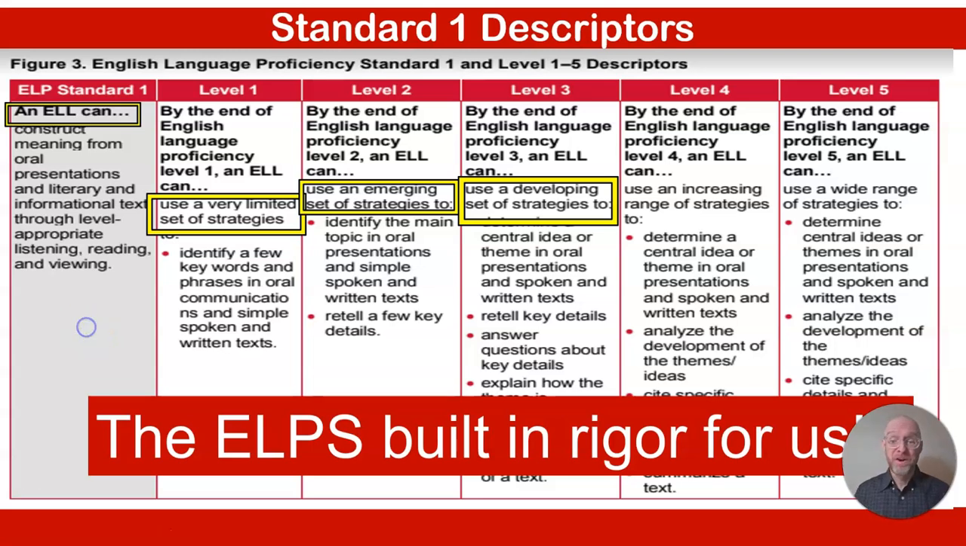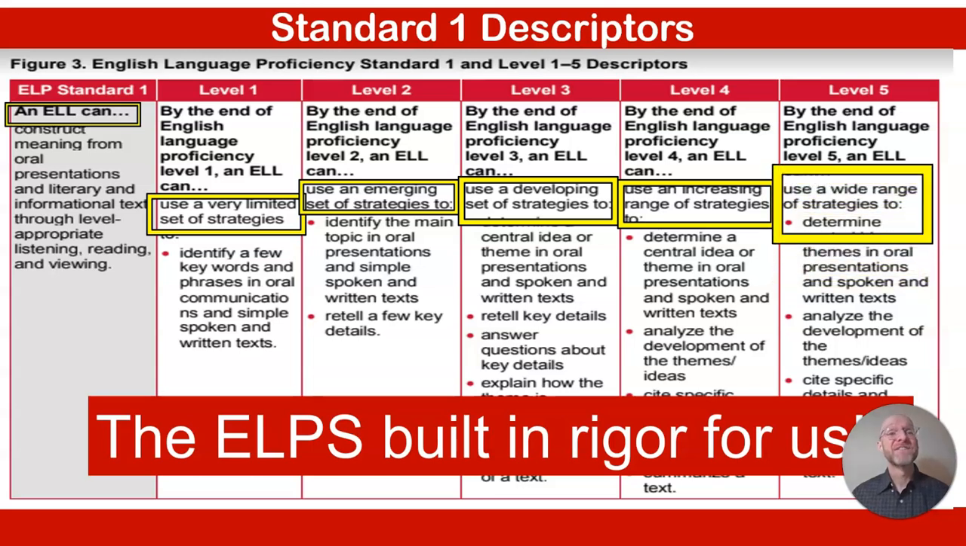At level 4, students utilize an increasing range of strategies to analyze and interpret themes in oral and written texts. And finally, at level 5, students demonstrate a wide range of strategies to determine themes, analyze how ideas develop, and cite evidence to support their interpretations.